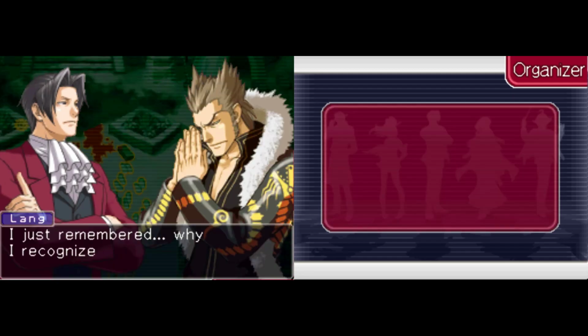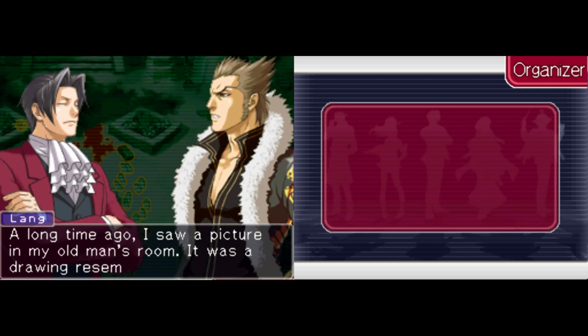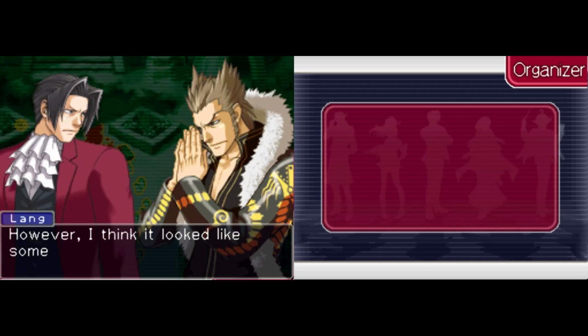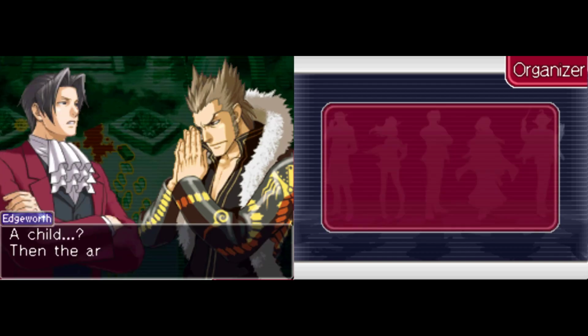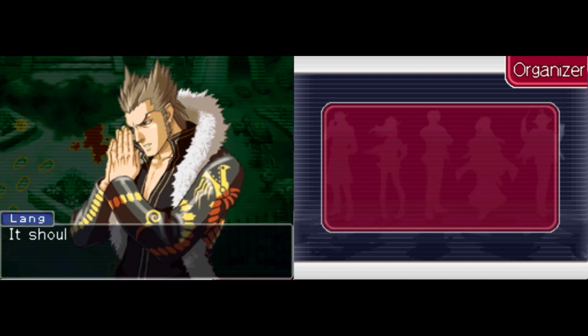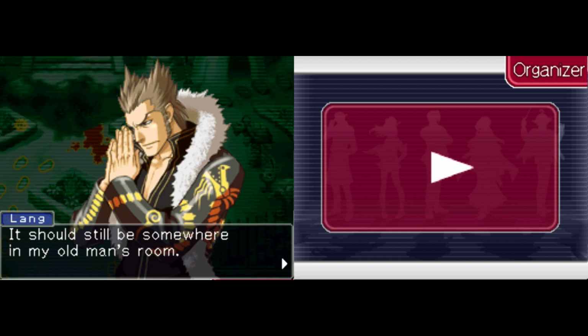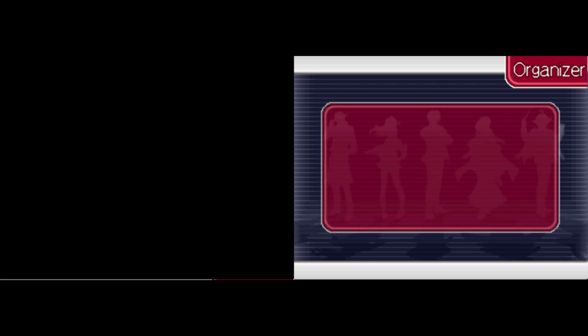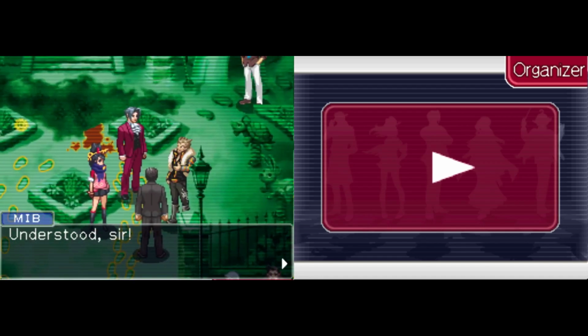I just remembered why I recognize this scene. A long time ago I saw a picture in my old man's room. It was a drawing resembling this scene. What did you say? However, I think it looked like something a child drew. A child? Then the artist may have been the culprit behind the fire. It should still be somewhere in my old man's room. Have them send it over here. Understood, sir.